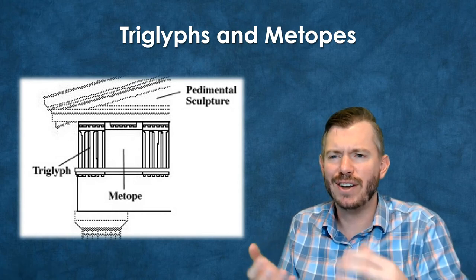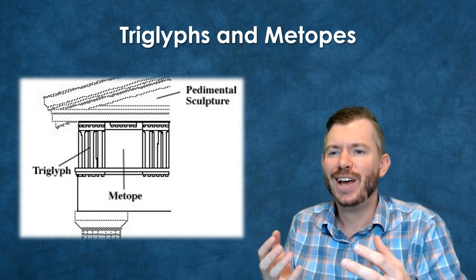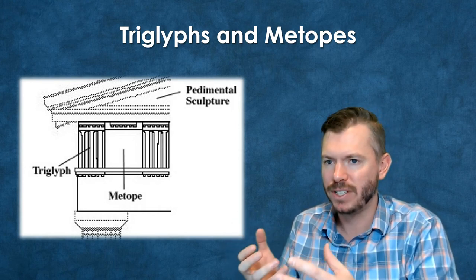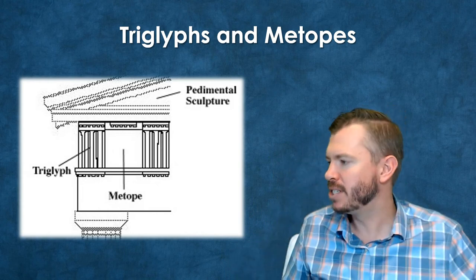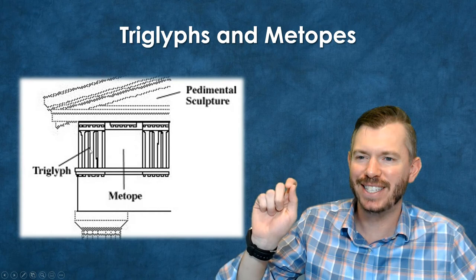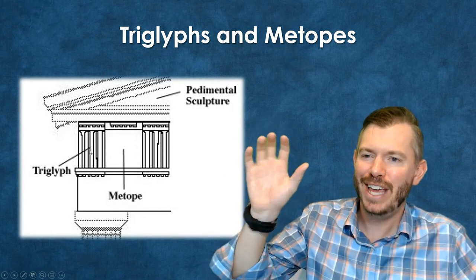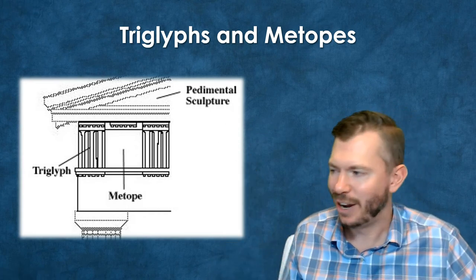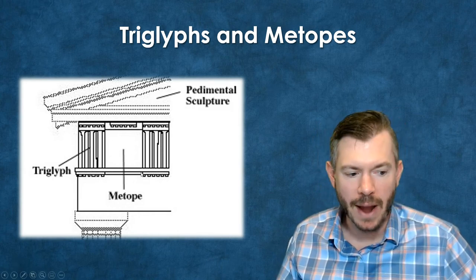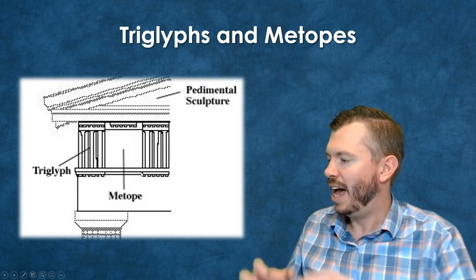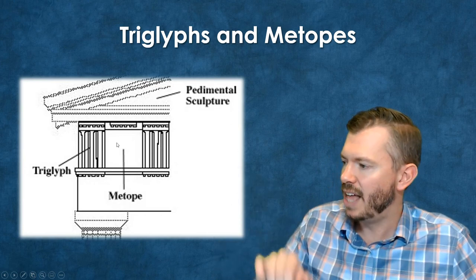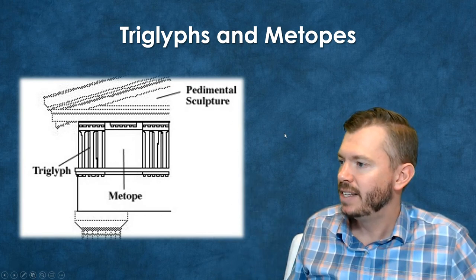What scholars think these are is a stone version of a wooden temple. Before we had stone temples, Greeks built temples out of wood, and they would have had these wood beams. So some scholars think that with these three lines, they kept the look of it, even though they're making it in stone now and you don't really need it architecturally. And then these areas in between, the metopes, would have been decorated frequently. So triglyphs are the things with the three lines, and metopes are the blank areas that would have been decorated.